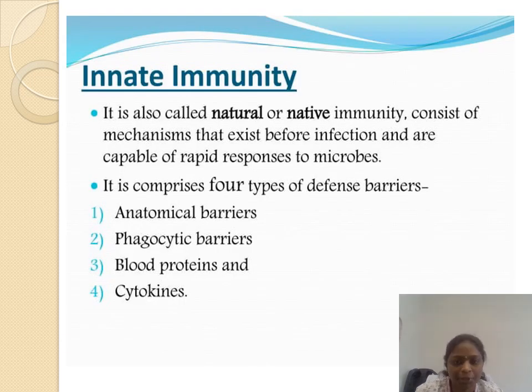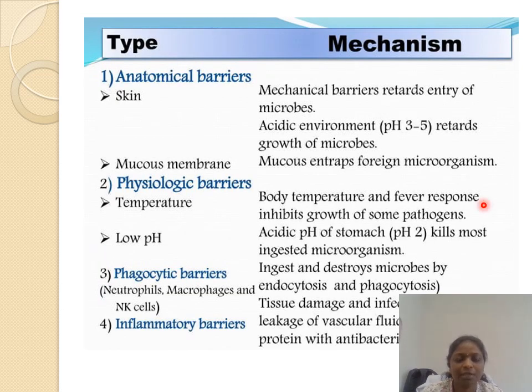Coming to innate immunity, as I said, this is a natural or native immunity which comes from birth. Under innate immunity we have some barriers which stop the antigen from entering the body. So what are those? Anatomical barriers, physiological barriers, blood proteins and cytokines. Under anatomical barriers, mucous membrane and skin come.